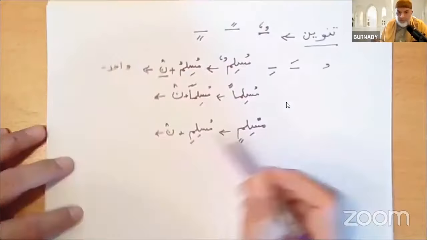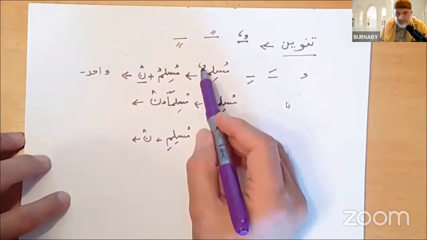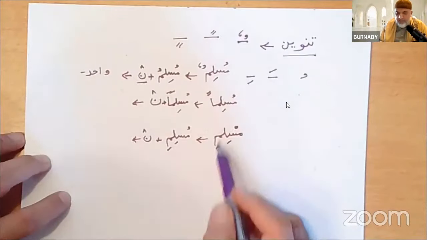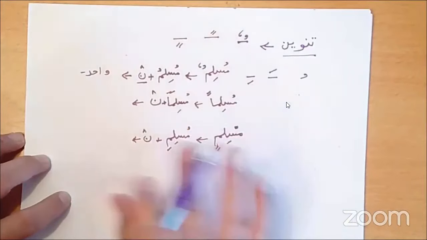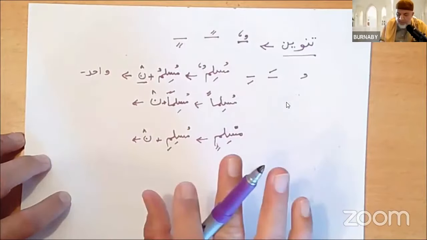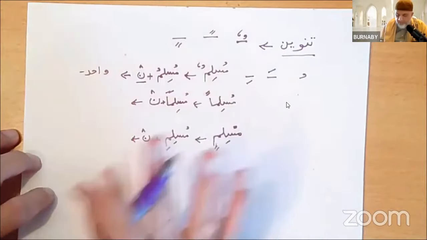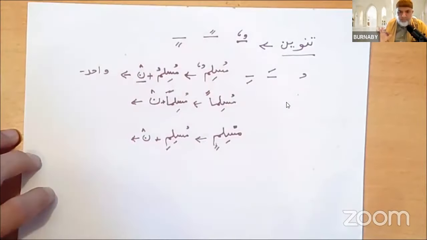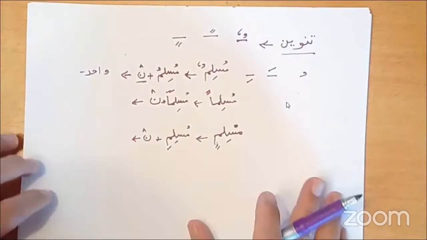Now you must be thinking that if Muslimun changes to Musliman and Muslimin, maybe there is a change in the meaning. No. There is no change in the meaning. Okay. Muslimun means a Muslim. Musliman means a Muslim. Muslimin means a Muslim. Making sense? Yes. Okay.